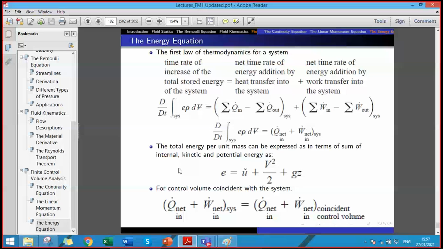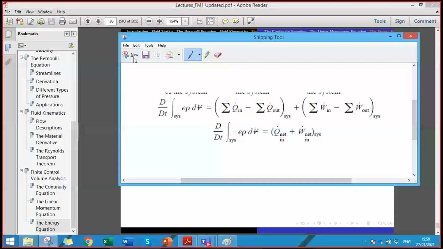So this d by dt integral rho e dV, which is the first term of the Reynolds transport theorem, should be equal to partial by partial t integral over the control volume of e rho dV plus integral over the control surface of e rho v dot n dA. Is this equation clear? Do you understand the equation?